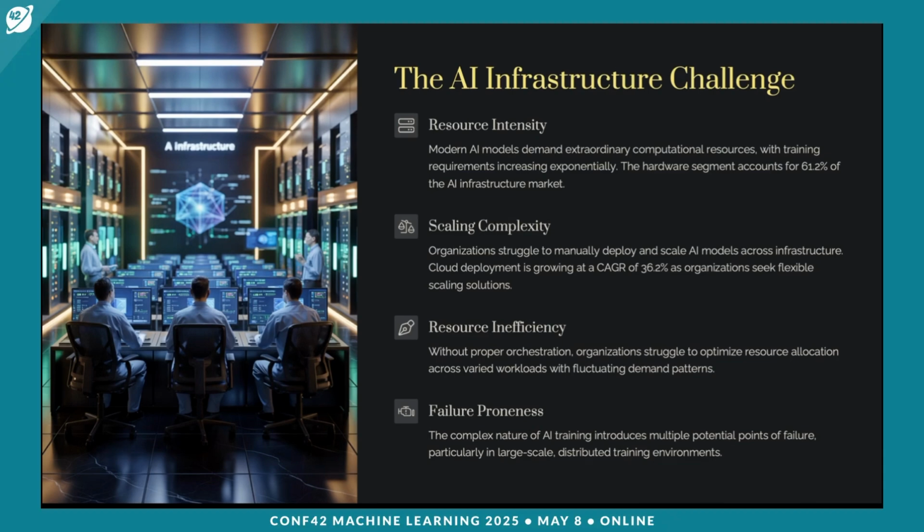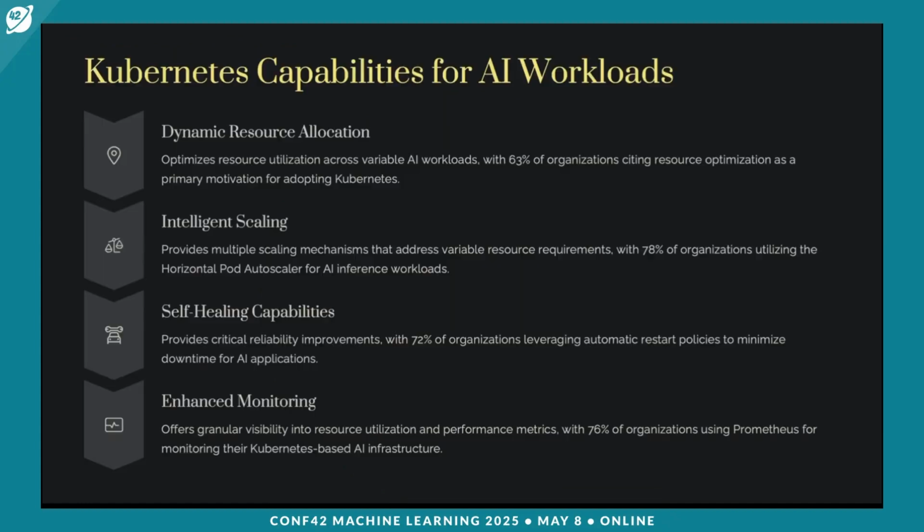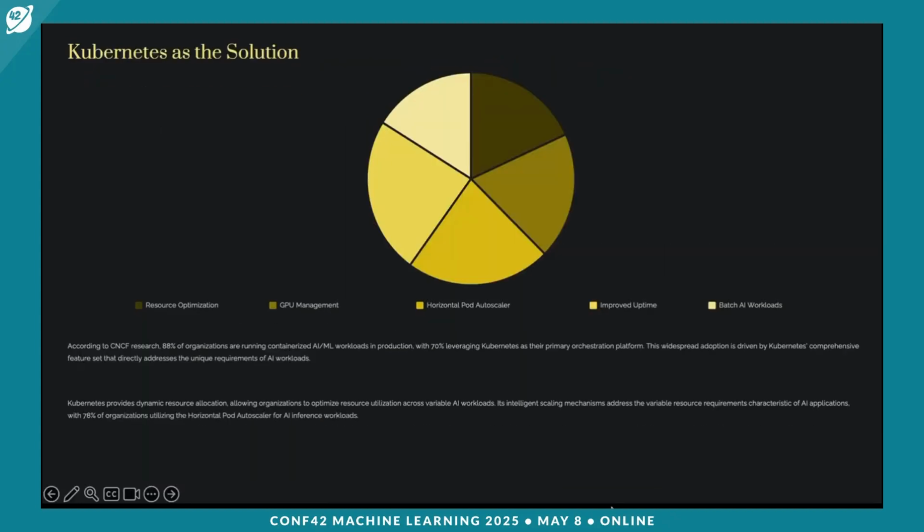Next, let's see how Kubernetes directly addresses each of these issues as a solution. All right, let's see how Kubernetes acts as a solution for us here. According to CNCF research, 88% of organizations are running containerized AI/ML workloads in production, with 70% leveraging Kubernetes as their primary orchestration platform. This widespread adoption is driven by Kubernetes' comprehensive feature set that directly addresses the unique requirements of AI workloads.